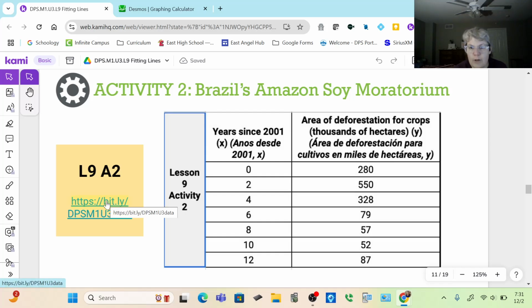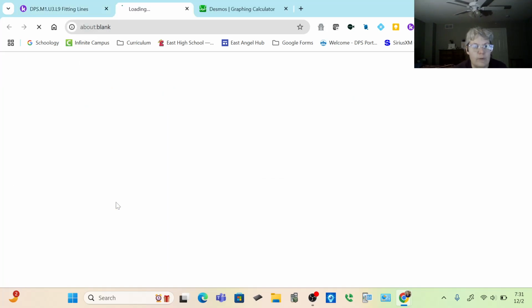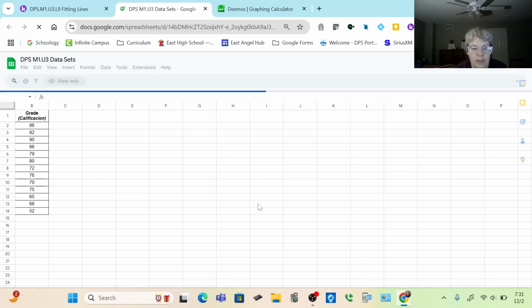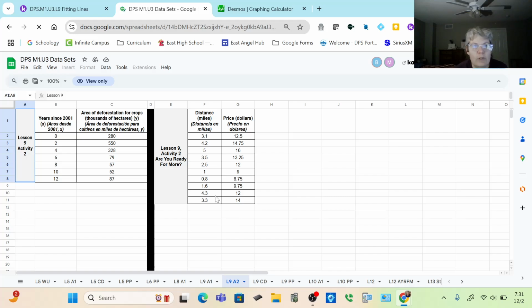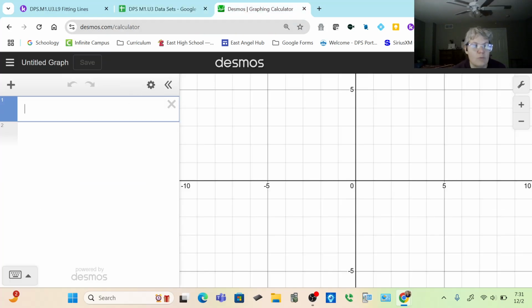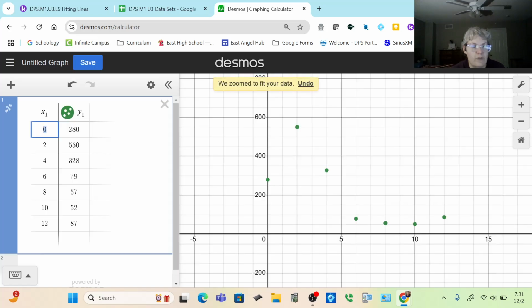So I'm going to go to a spreadsheet that has this data, and my slide said it was L9A2, and we are looking for this particular set of data here on the left, lesson 9, activity 2. I do a copy or a control C to copy those particular cells. And then when I go into Desmos, I just have to do control V in that first space. So we have our scatter plot.